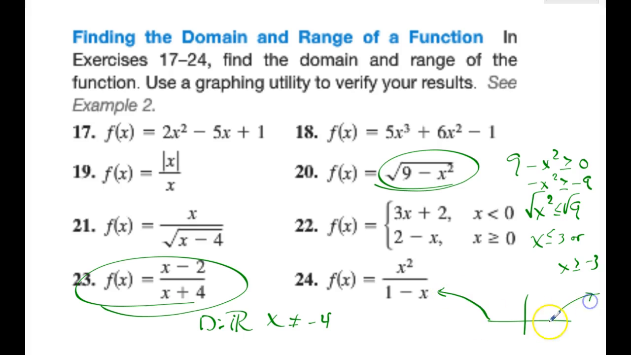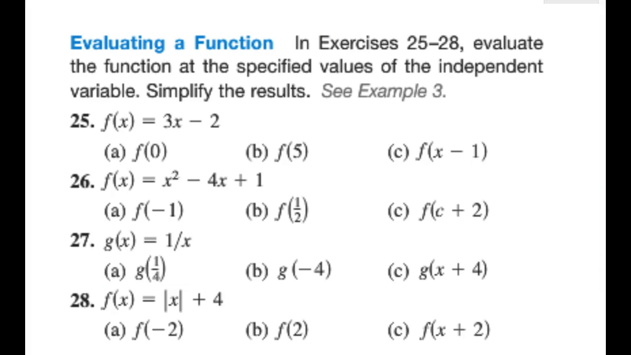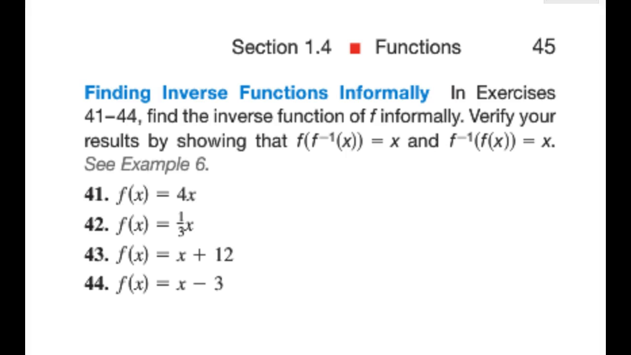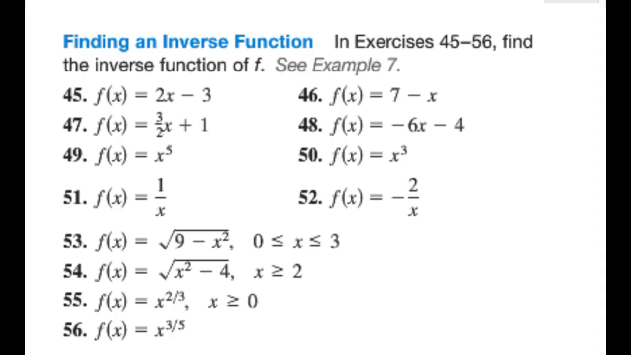Again, you might want to graph this, and I'm guessing that the graph looks something like this. So maybe if you put it into your graphing calculator, you'll be able to identify domain and range a little bit easier. So the rest of these book problems are practicing with the difference quotients and composite functions. So you're welcome to work through those.